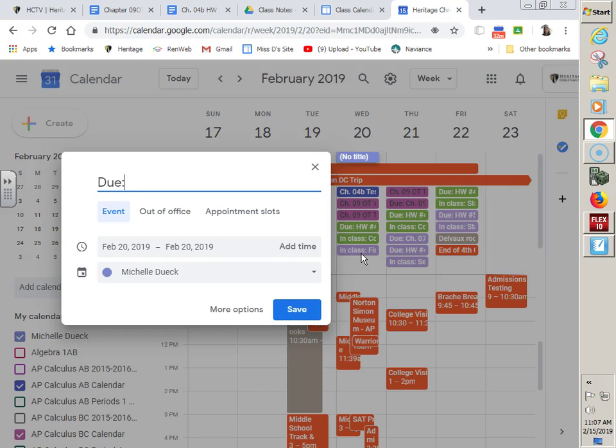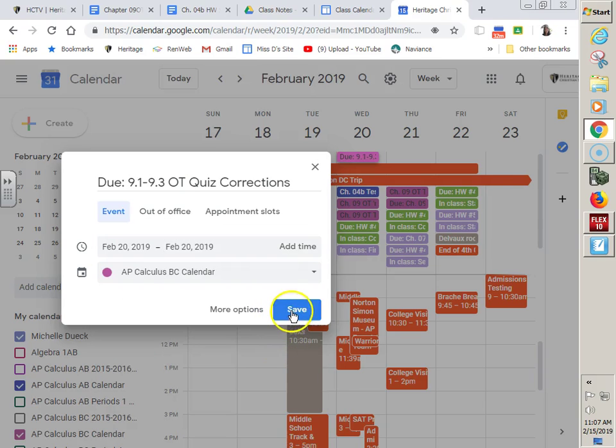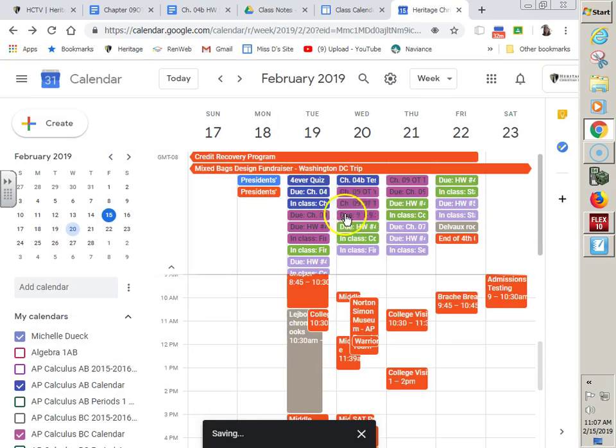So let's do, what was it, 9.1 to 9.3, right? No, I think it was just 9.3. I don't think we went to 9.4. Yeah. And 9.1 was just sequences, so 9.2 and 9.3 were the 4 tests.